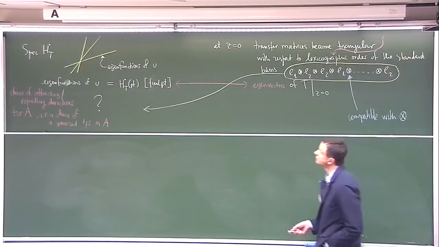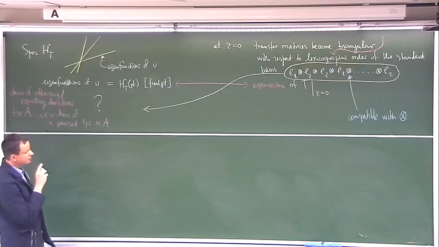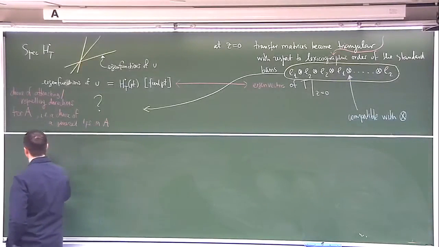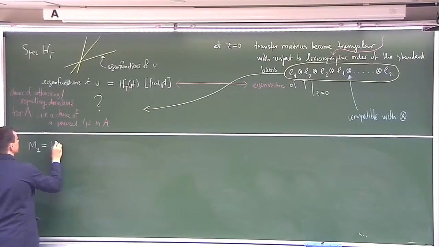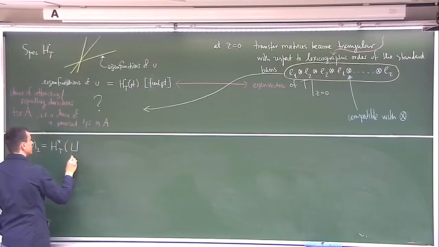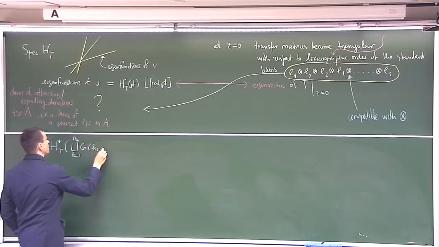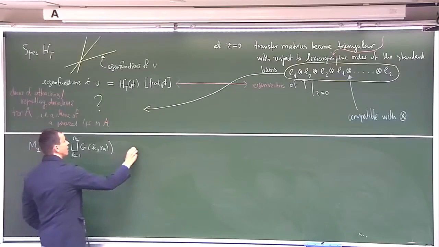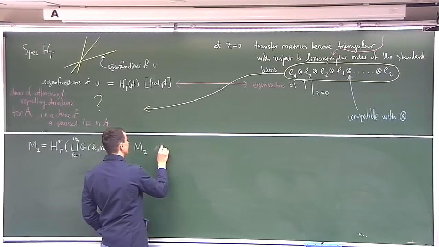So you have, maybe let's do, let M1 be the current cohomology of the union of Grassmannians, from K1 to N1 Grassmannians, and then M2 is similarly the same notion.